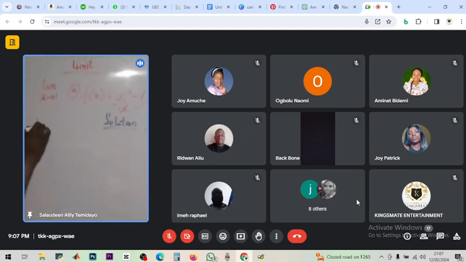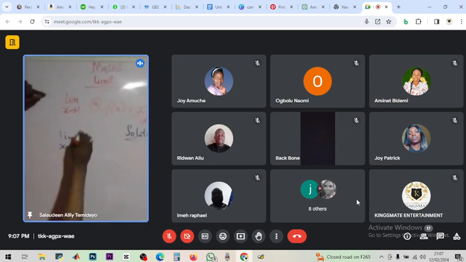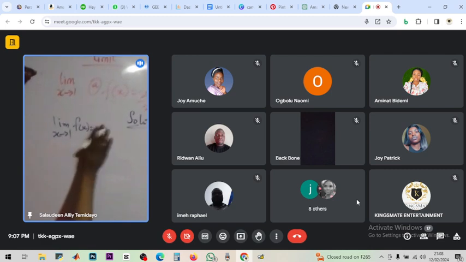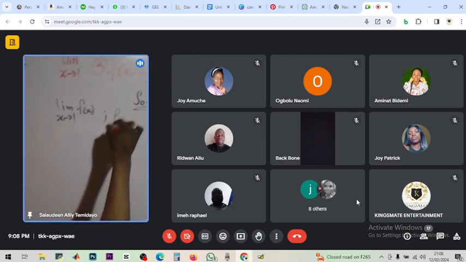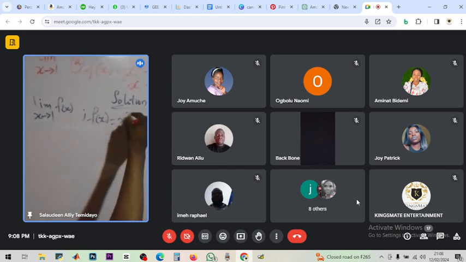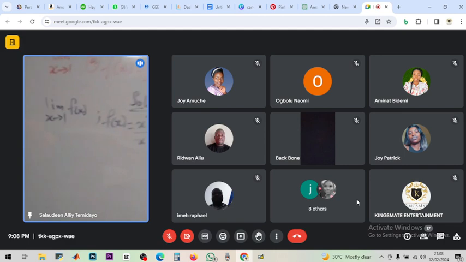The first one says limit x to 1 of f of x, and we're given that f of x equals x squared minus 1 over x minus 1. Are we here together, everyone?